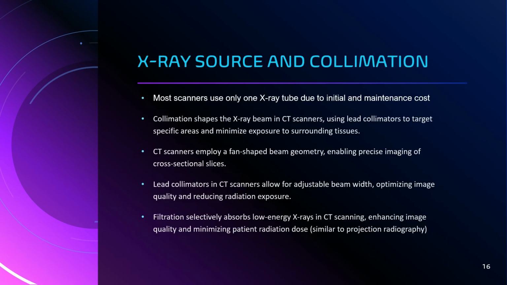Now talking about the X-ray source and collimation, most scanners use only one X-ray tube due to initial and maintenance cost. Collimation shapes the X-ray beam in CT scanners using lead collimators to target specific areas and minimize exposure to surrounding tissues. CT scanners employ a fan-shaped beam geometry, enabling precise imaging of cross-sectional slices. Lead collimators in CT scanners allow for adjustable beam width, optimizing image quality and reducing radiation exposure. Filtration selectively absorbs low energy X-rays in CT scanning, enhancing image quality and minimizing patient radiation dose, similar to projection radiography.